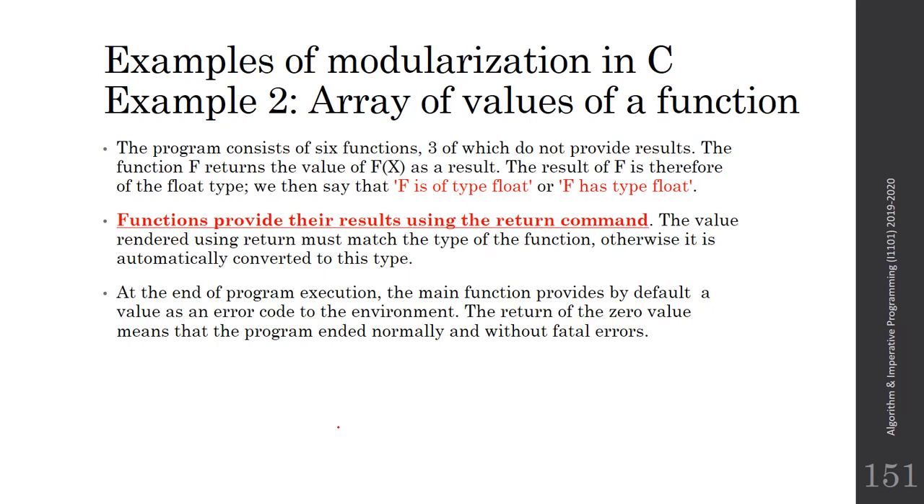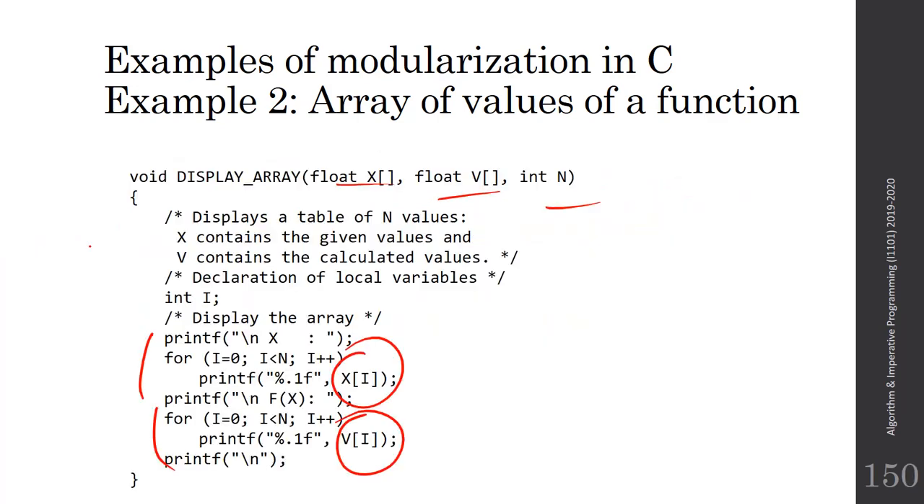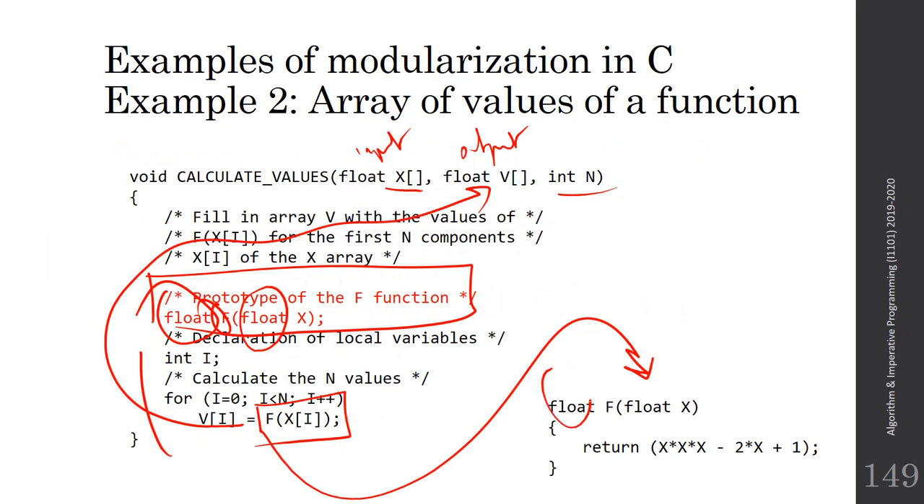And as I have told you, if I have a function f and it has a returned value of type float, we say that f is of type float, or f has type float. And again, remember well, if a function has a returned value, it should have a return instruction. You've already used it in int main. At the end you have a return 0, and whenever you have a function that returns something, there should be a return. It returns the value of something.